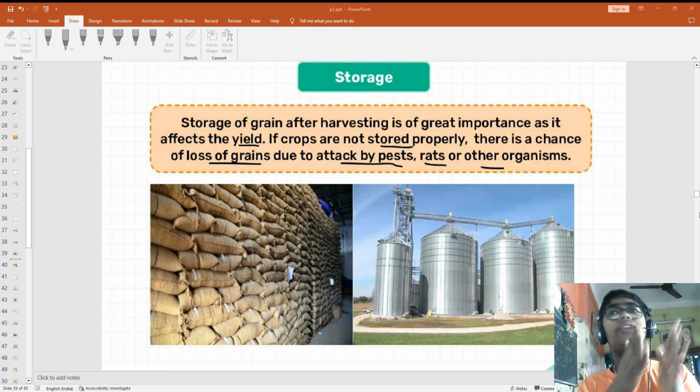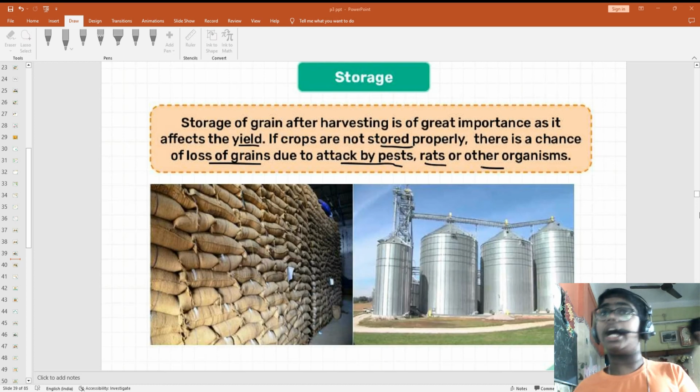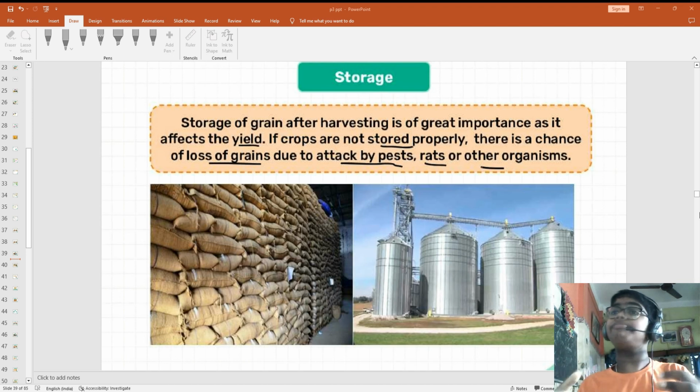So storage of grain after harvesting is of great importance because it affects the yield. We have done so much crop production, sowing, harvesting, and so many agricultural practices. If in the end it gets spoiled, all the effort goes down the drain, right? So we have to store it so that everyone gets it.